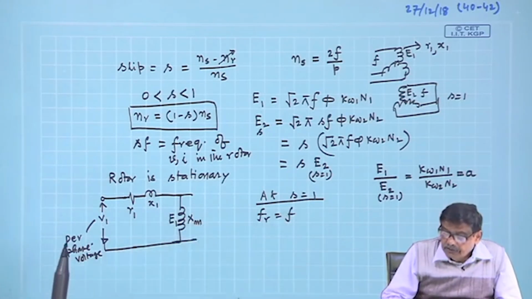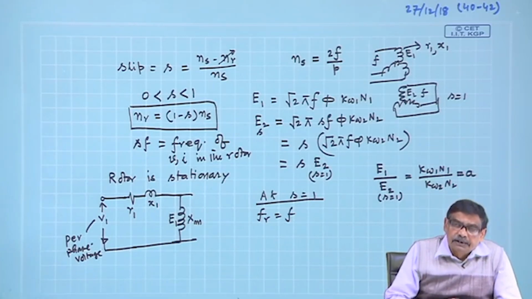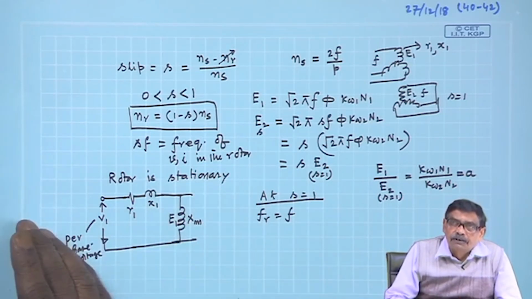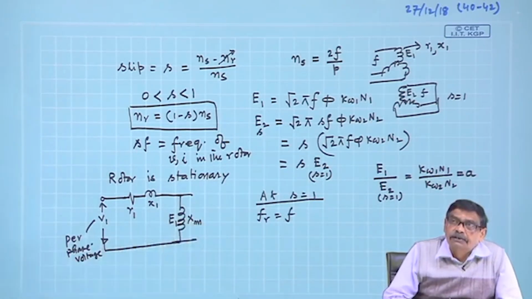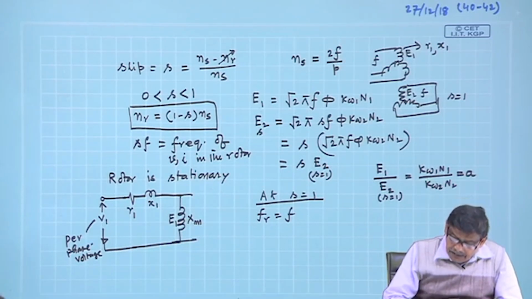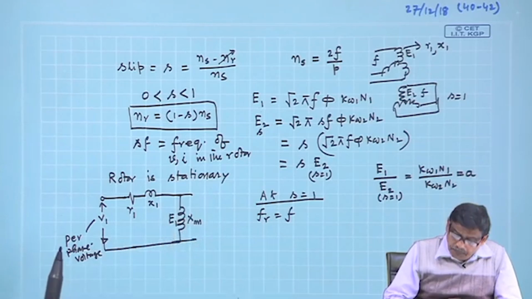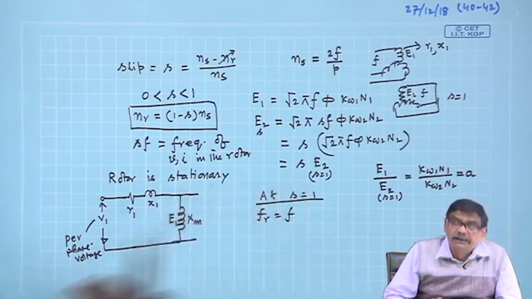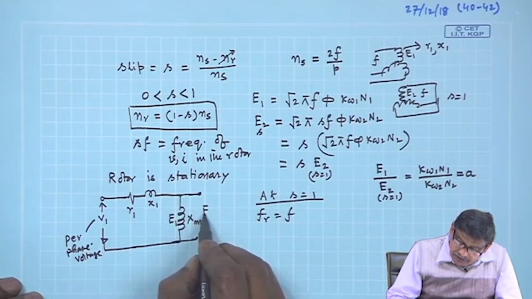In fact, compared to a transformer, the magnetizing reactance of an induction motor is much higher, because there exists an air gap. To establish the same amount of flux in a transformer or in an induction motor, the current needed will be much higher, that is the magnetizing current. Therefore, Xm is much higher, since more current is necessary to establish a given flux. And here is your E1.